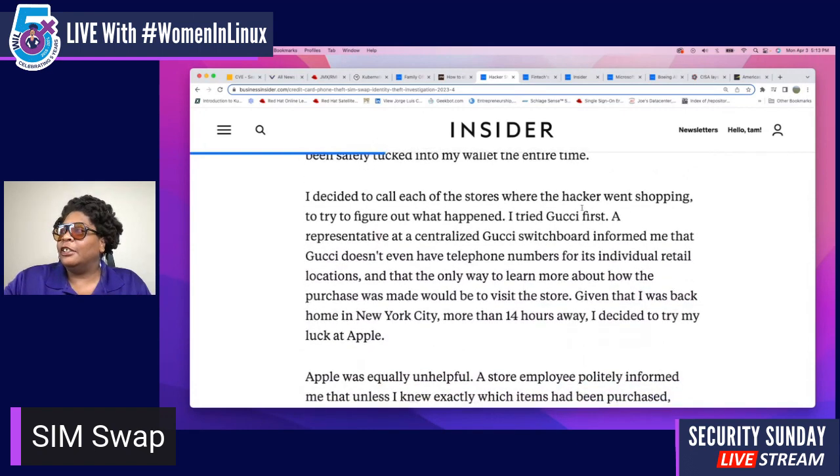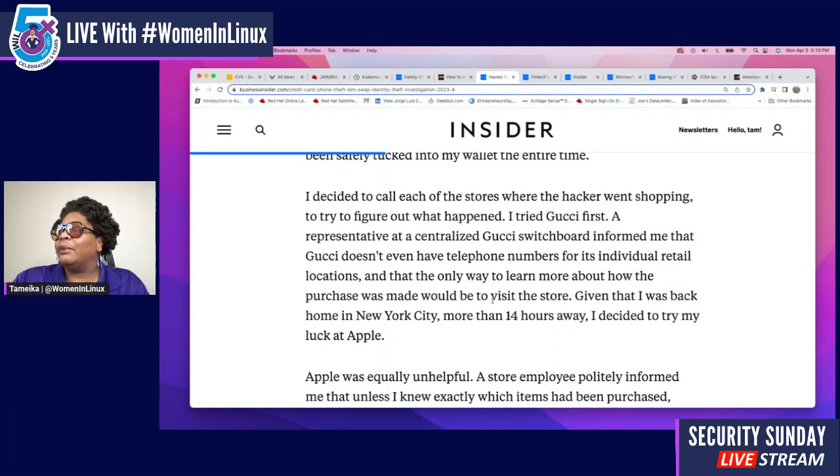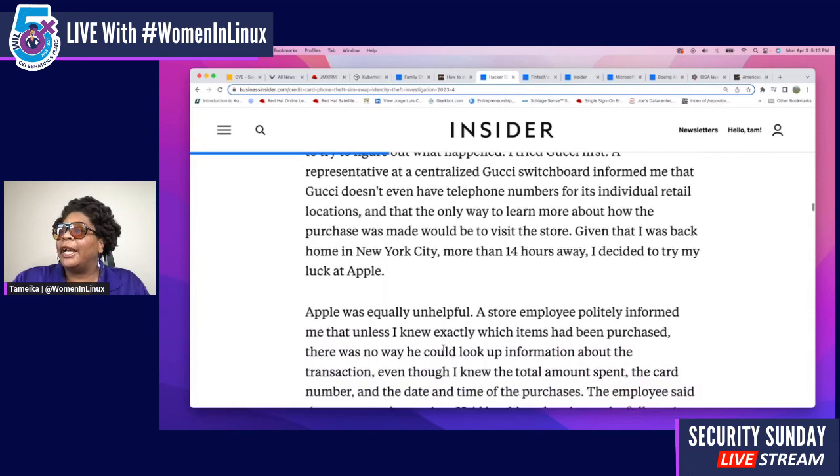I decided to call each of the stores where the hacker went shopping to try to figure out what happened. I tried Gucci first. A representative at a centralized switchboard informed me that Gucci doesn't even have telephone numbers for individual retail locations, and that the only way to learn more about how the purchase was made would be to visit the store. Given that I was back home in New York, more than 14 hours away, I decided to try my luck at Apple.